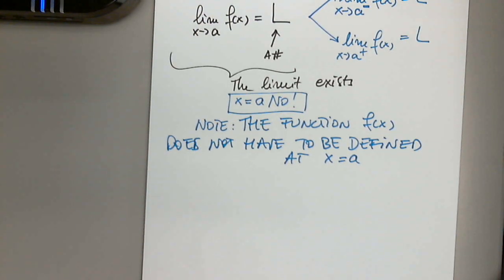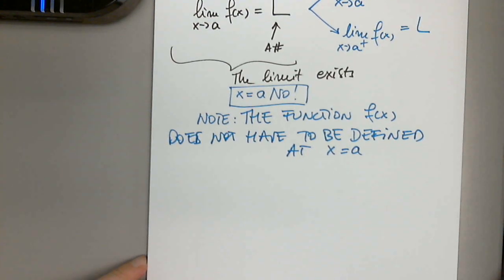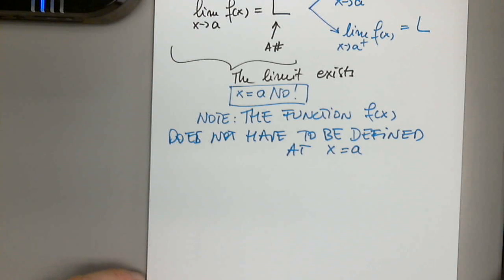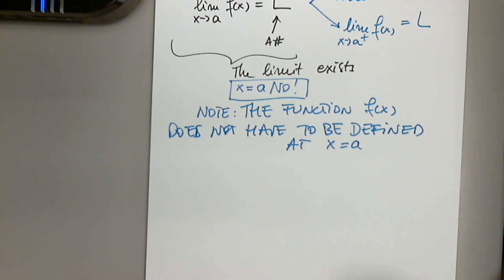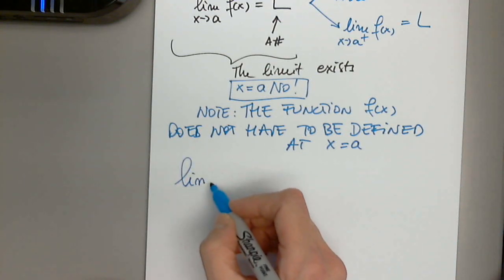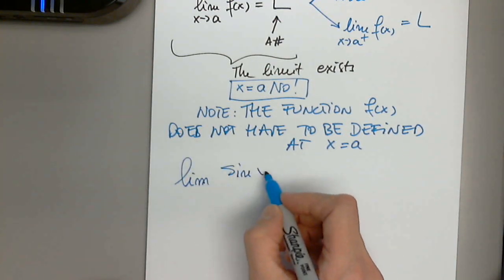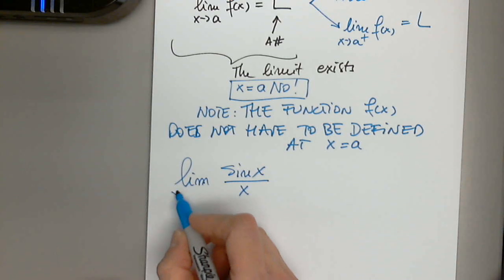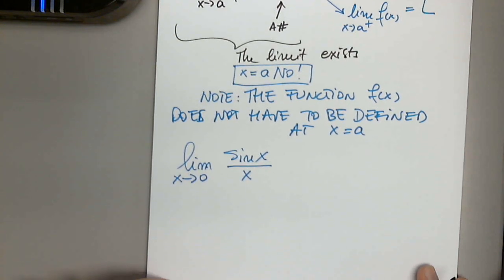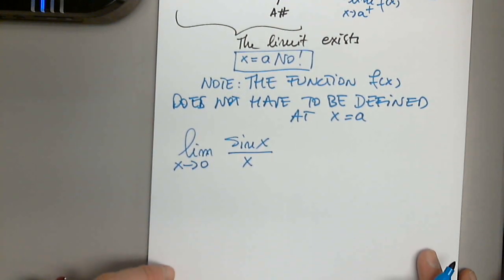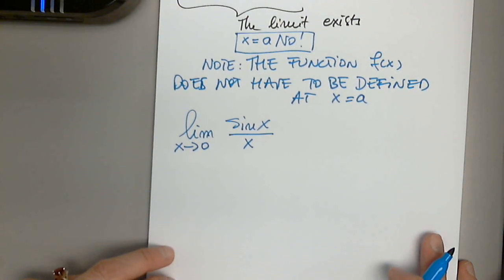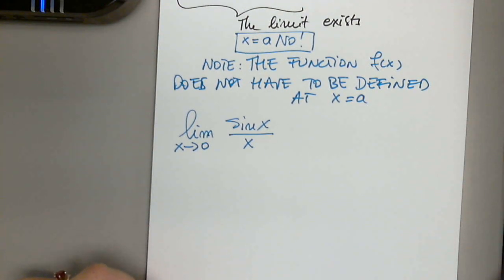Now, moving forward, there is a very important function that we are going to look at. So I do not want to wait till we can prove this other than graphically. So for now, we're going to prove it graphically. So let's find the limit of sine x divided by x as x approaches 0. Limit of sine x over x as x approaches 0 from either side.